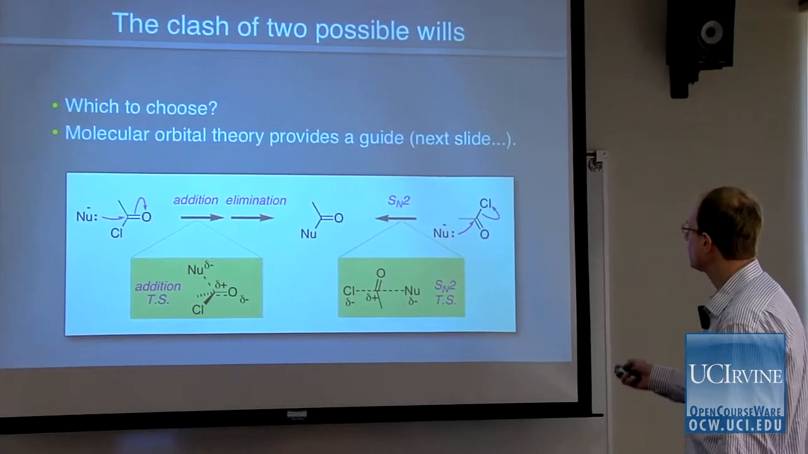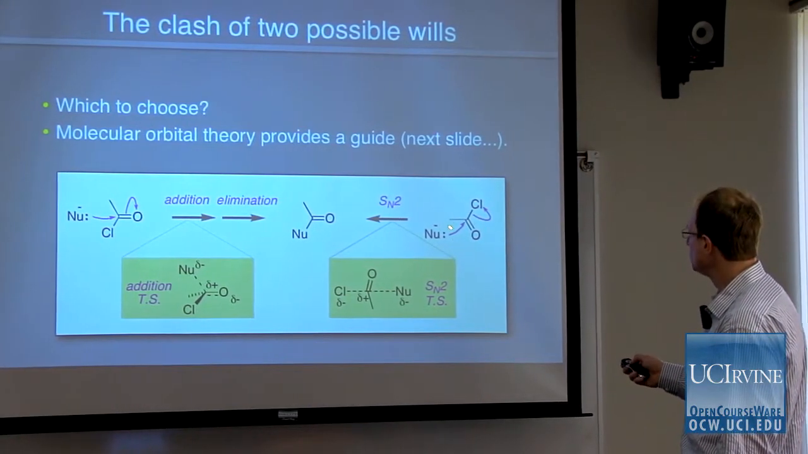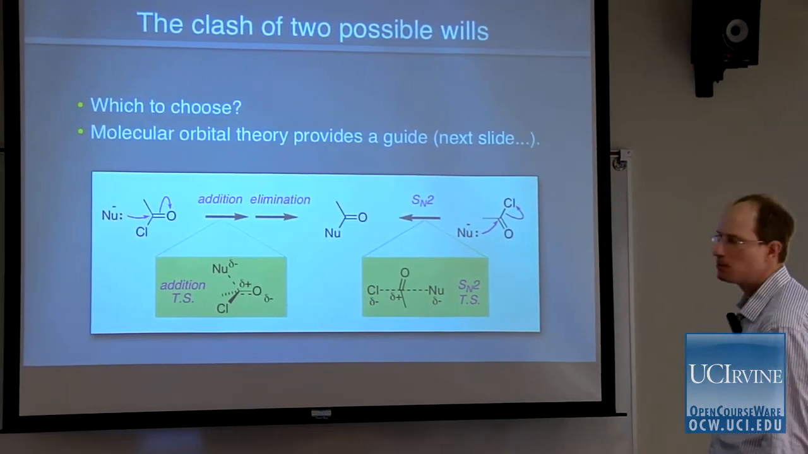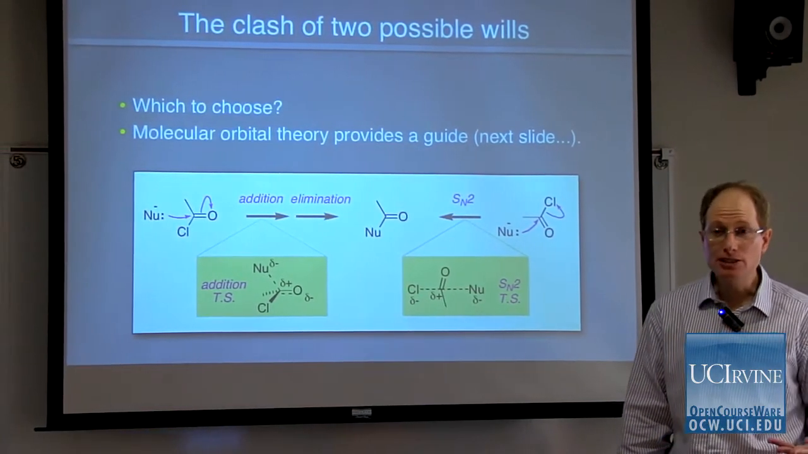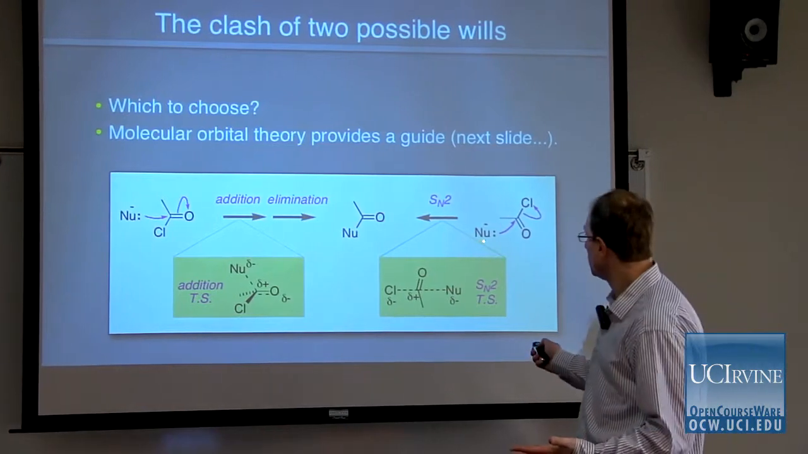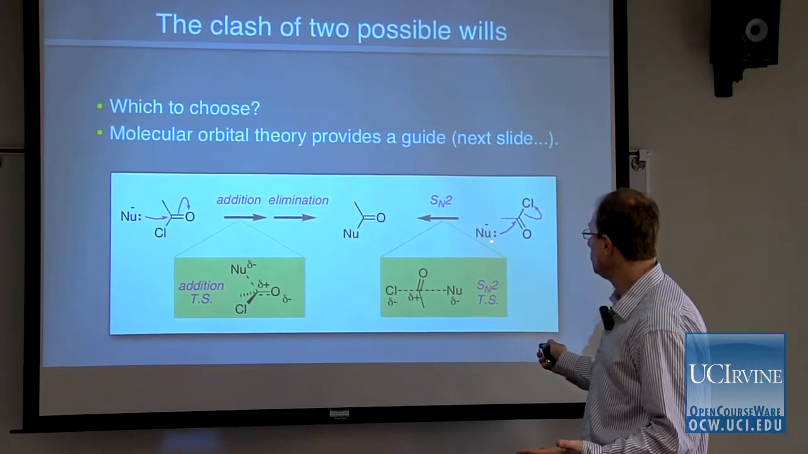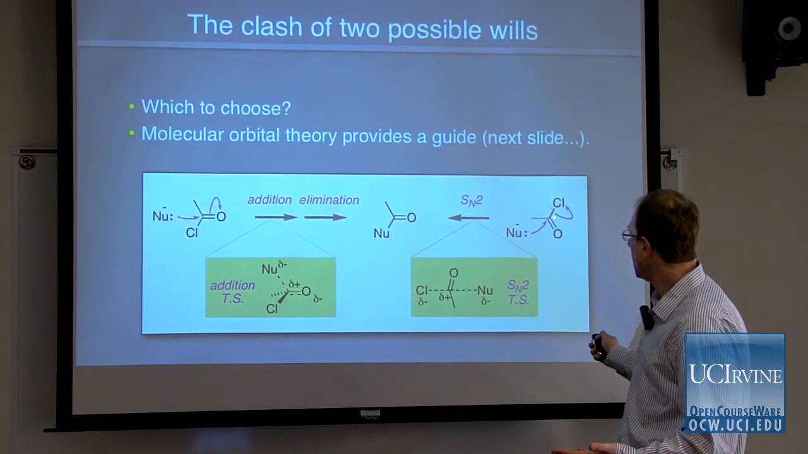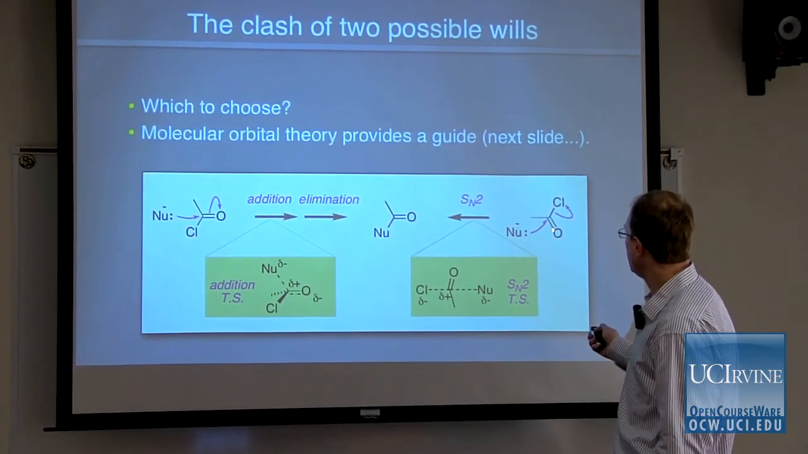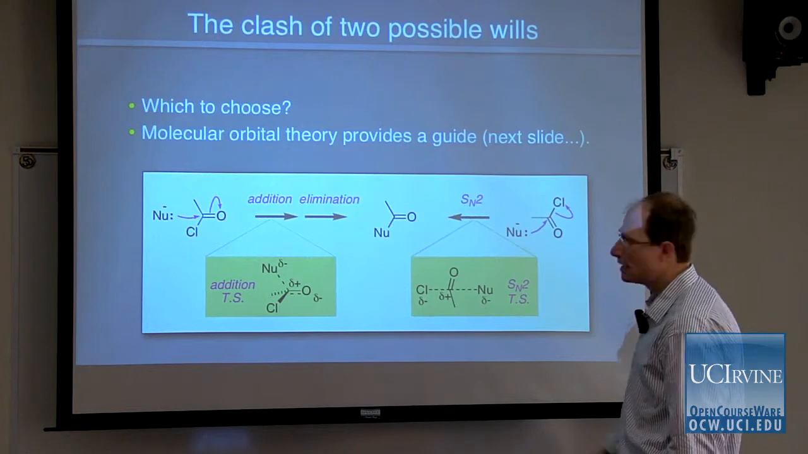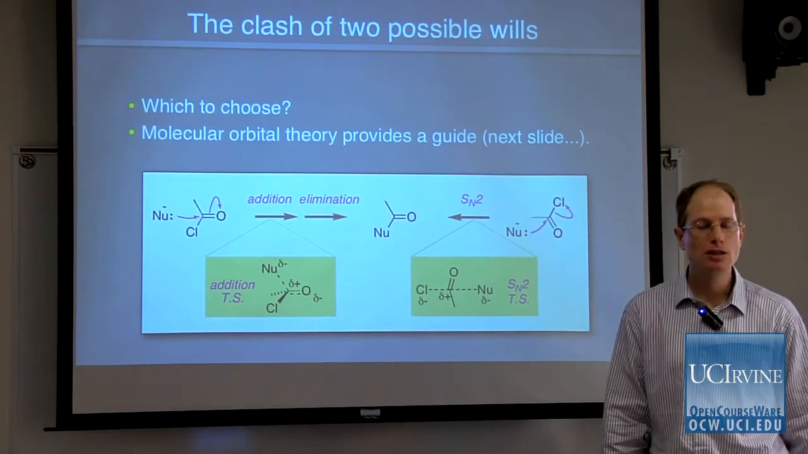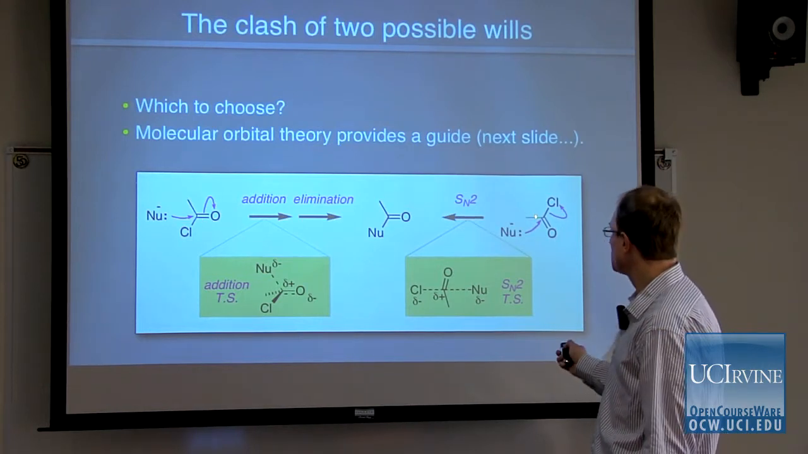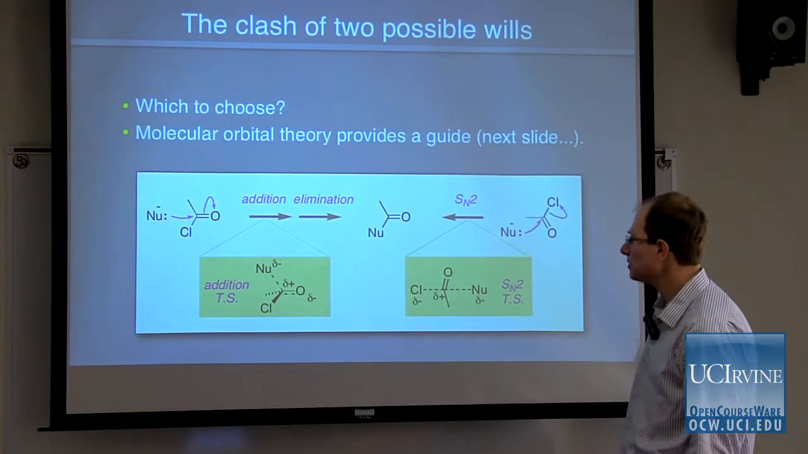A different type of reaction mechanism might look like this, where the nucleophile directly displaces the chloride. In doing so, the lone pair on the nucleophile is populating the sigma star antibonding orbital of the bond between the carbon and the chlorine. Okay? So two possible mechanisms. One involves the pi star orbitals. This one involves the sigma star orbitals.